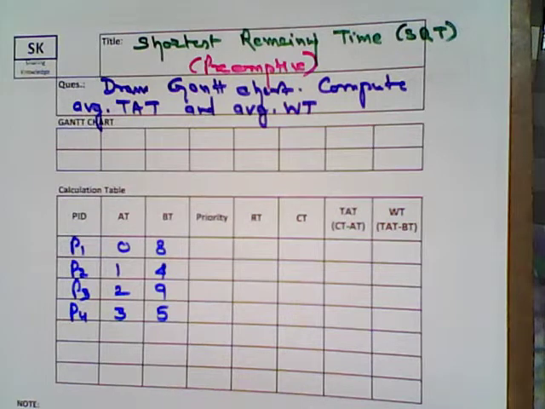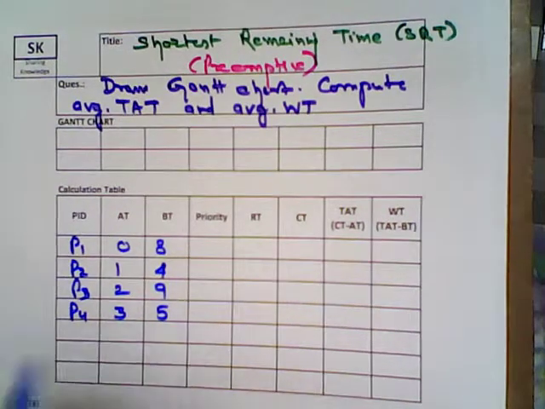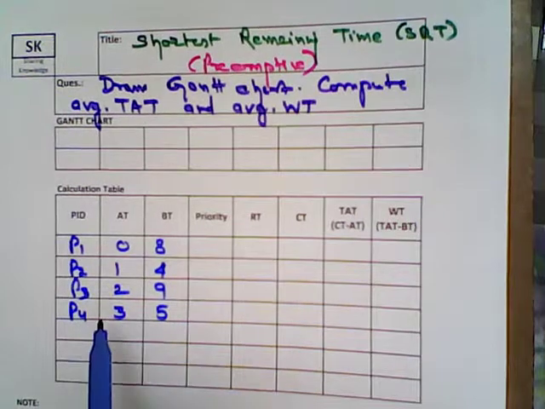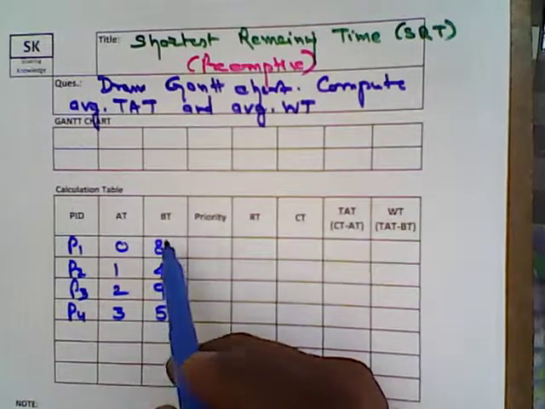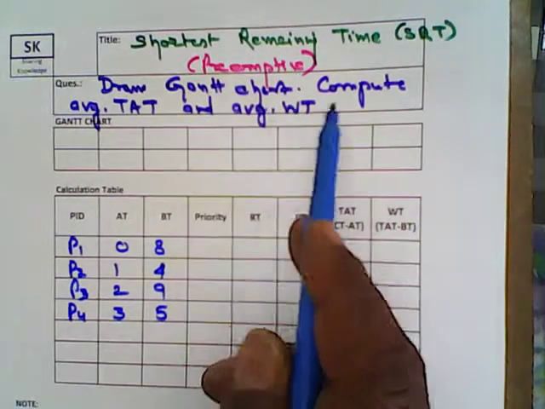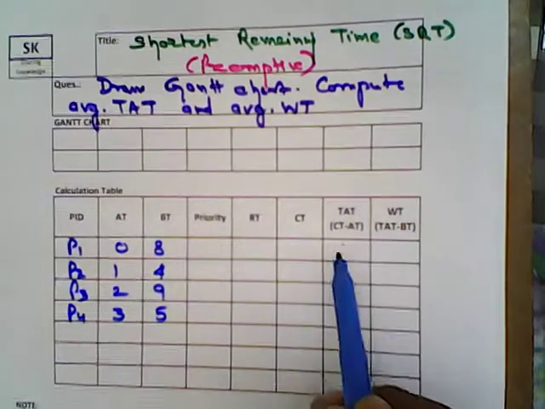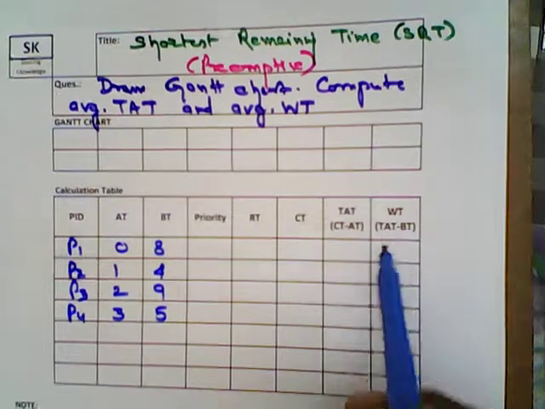Scheduling algorithm, that is shortest remaining time, SRT, under the preemptive scheduling, where you will find a different example. The example is being shown over here, that a given table is being displayed. Under the table you have to draw a Gantt chart as well as compute the arrival time, turnaround time as well as waiting time.